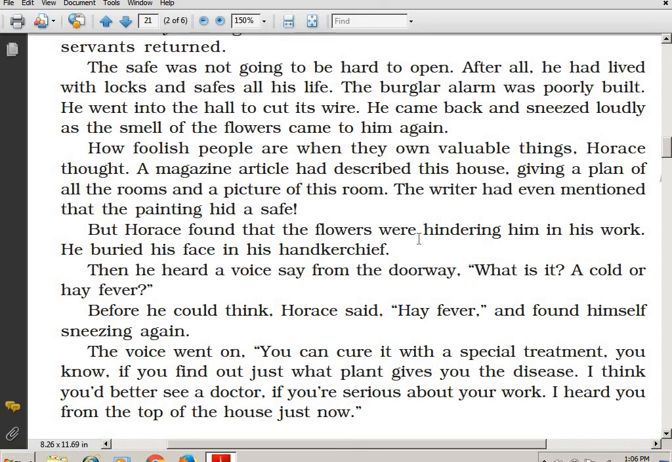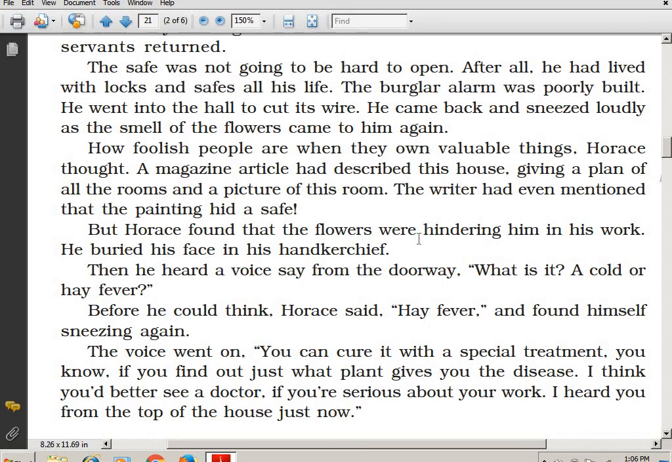How foolish people are when they own valuable things, Horace thought. Horace thought to himself, how foolish people are when they have valuable things. A magazine article had described this house, giving a plan of all the rooms and a picture of this room. The writer had even mentioned that the painting hid a safe.